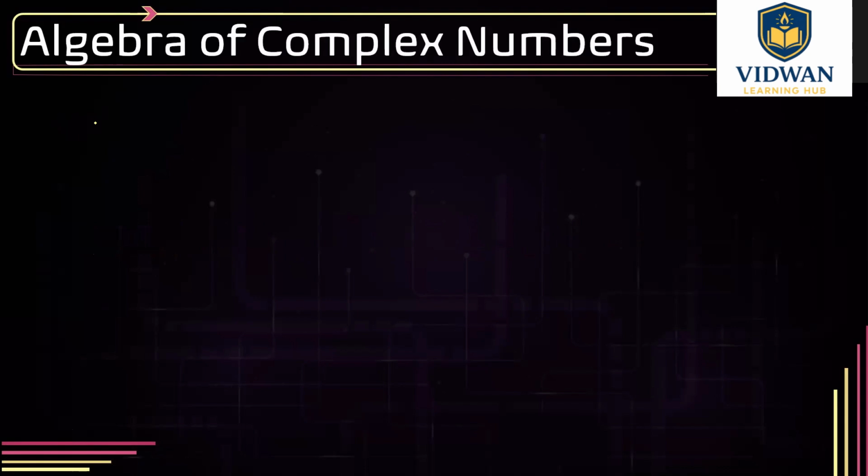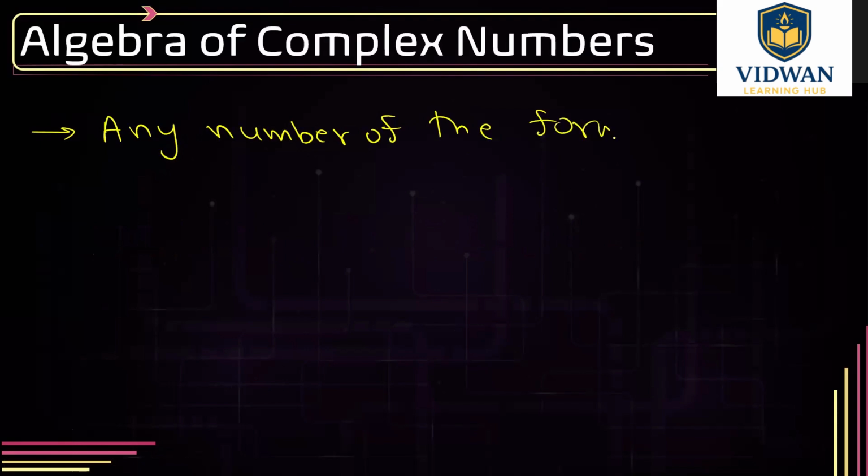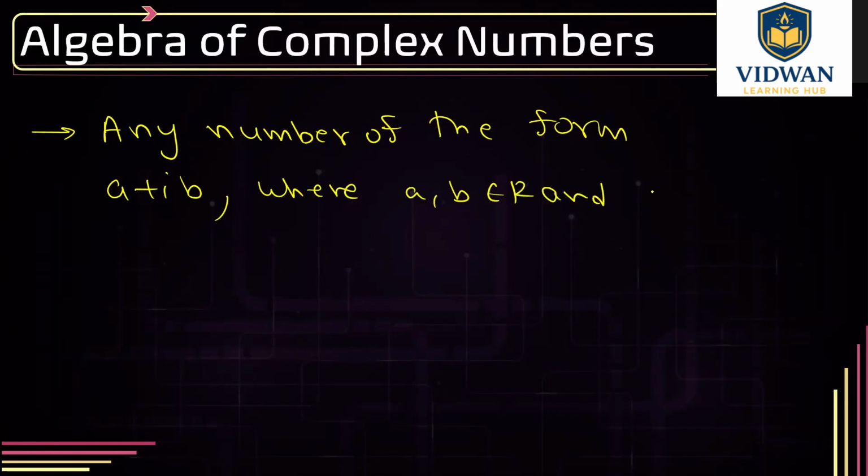So how do we define a complex number? Basically, you can say any number of the form a plus ib, where a and b are real numbers and i is equal to root of -1, is known as a complex number. This is how you can define a complex number.